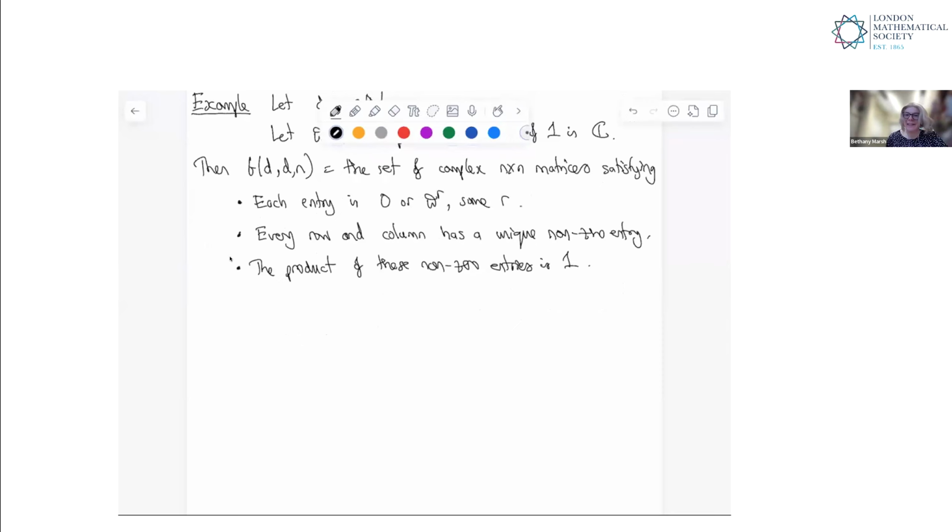You can see this is a generalization of what Francesca was talking about, because if we took d to be 1, the non-zero entries must all be 1. And then we just get what's usually called a permutation matrix. So you take the identity matrix and then you just permute the rows and columns. So this is actually just isomorphic to the symmetric group.